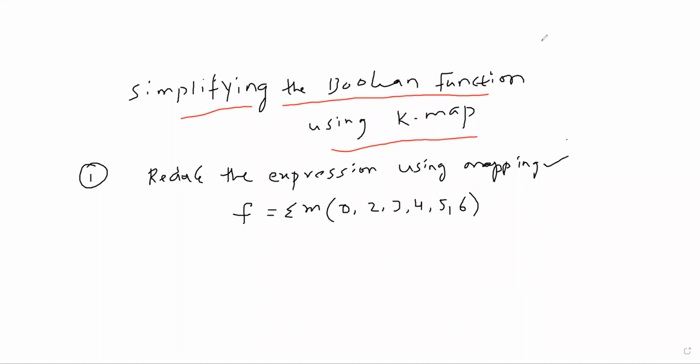This is the first question. If you observe, reduce the expression using mapping. F is equal to summation m of 0, 2, 3, 4, 5, 6. These are the minterms. Why? Because here we are having summation, therefore it is minterms.